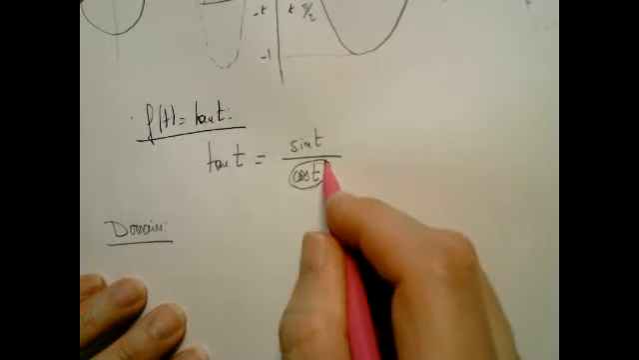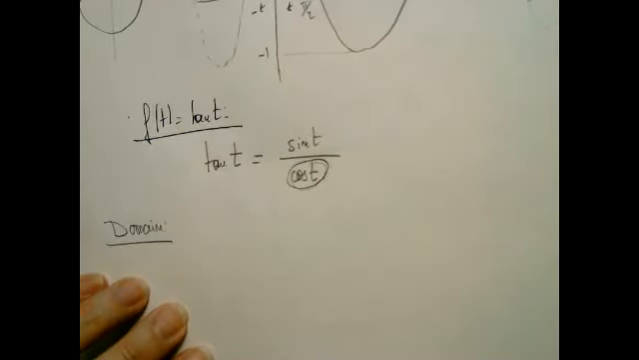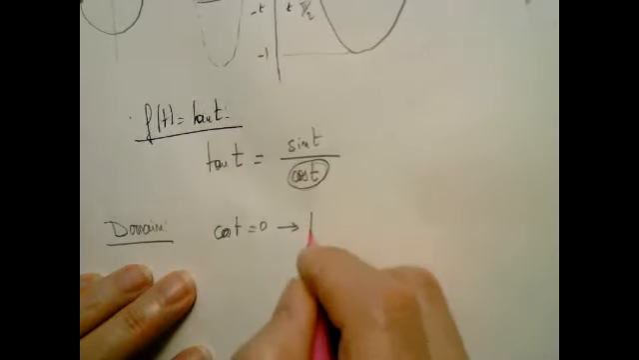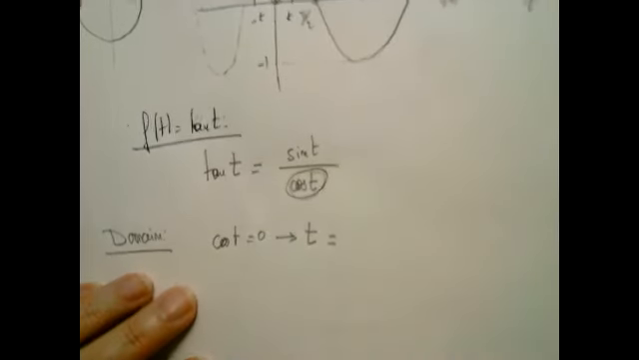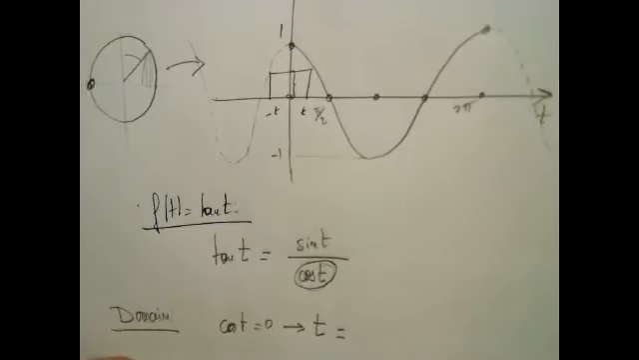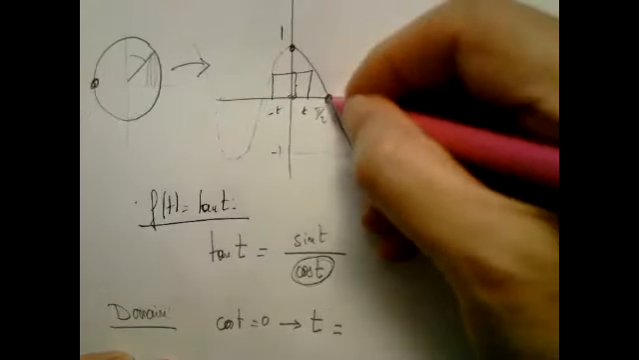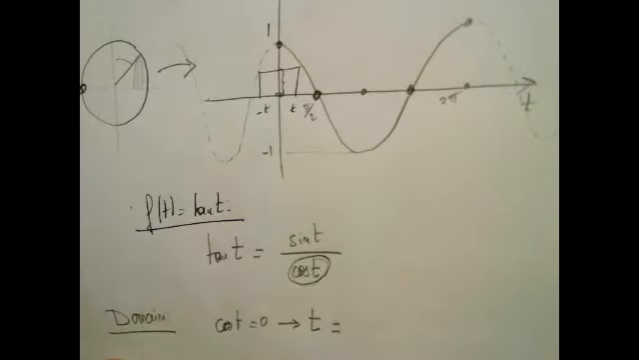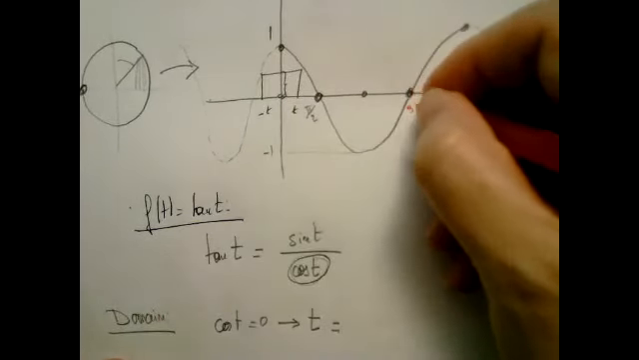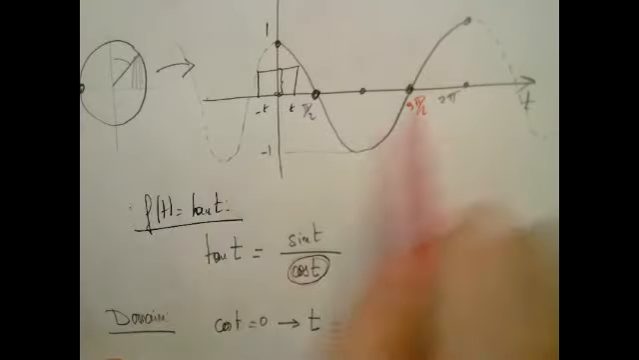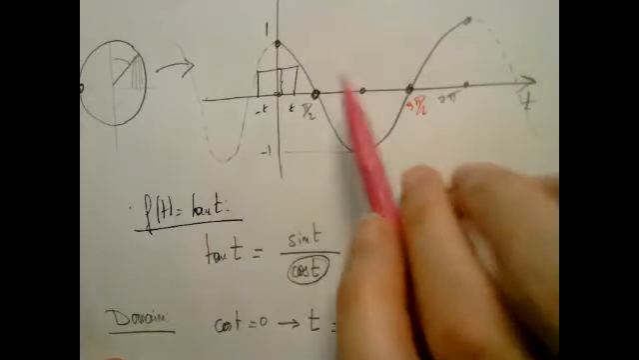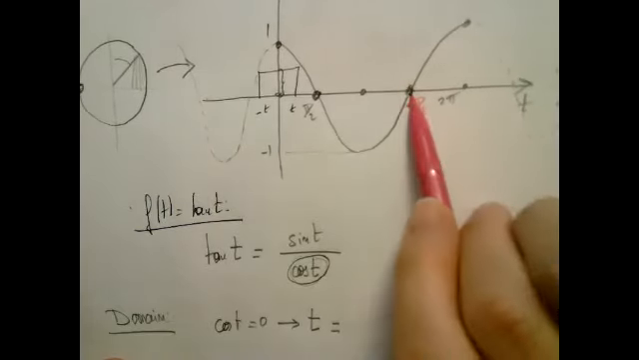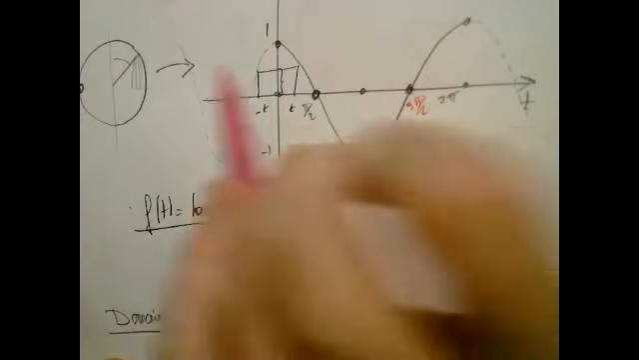Everything that makes the cosine 0 has to be out. So cosine t equals 0 for which value of t? Okay, that's my graph. When is the cosine 0? Pi over 2. 3 pi over 2. So that's pi over 2, 3 pi over 2. This is where it is 0. Please, I want all of you to totally memorize those graphs. And then pi over 2, you add 2 pi. 3 pi over 2, you add 2 pi. Or you take away 2 pi.